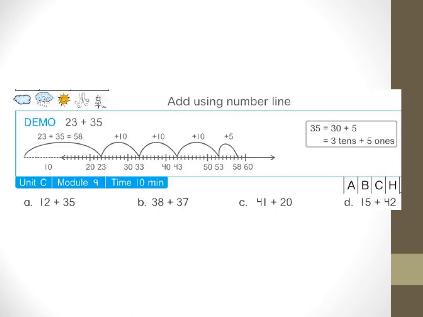In module number 9, we have to add bigger numbers. So, look at the demo 23 plus 35. First of all, we start from 23. That means from 0 to 23 we reached. Then, we have to add 3 tens. So, we added 10, 10, 10 3 times. Then, we have to add 5 ones. So, we added a 5. And we reached 58.